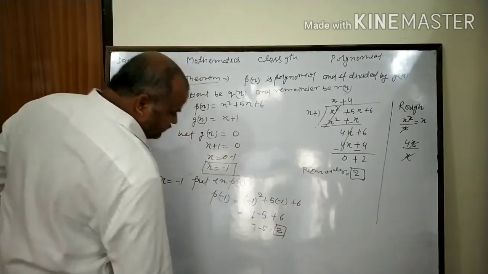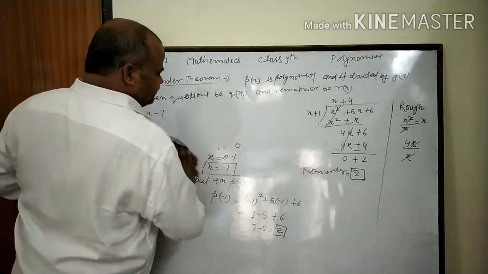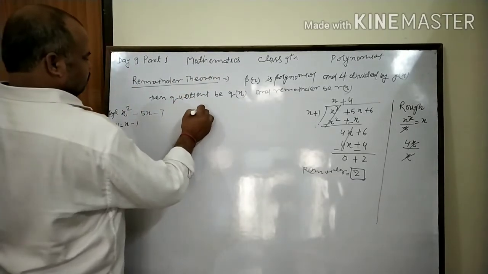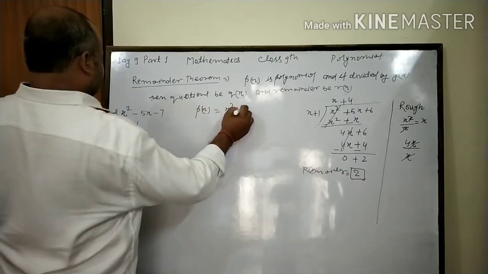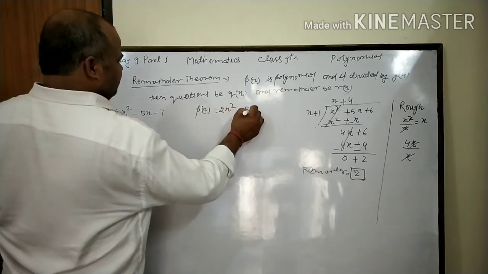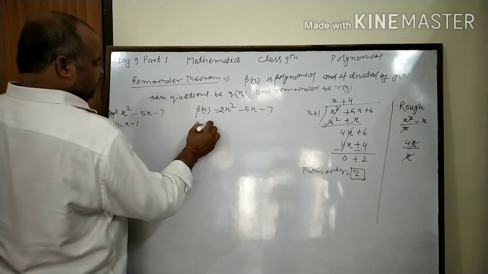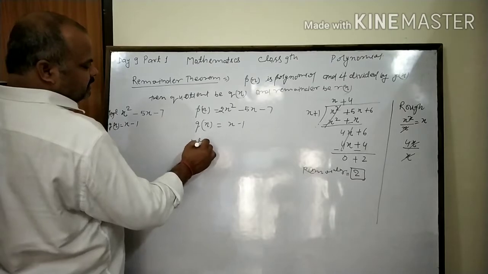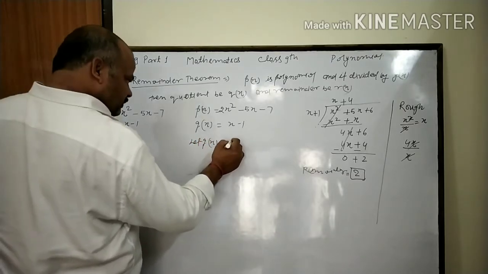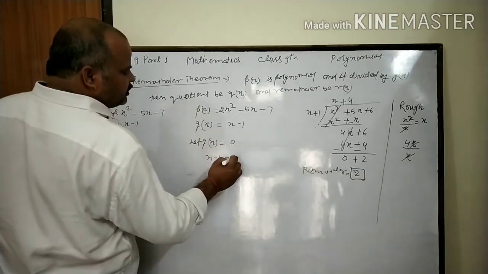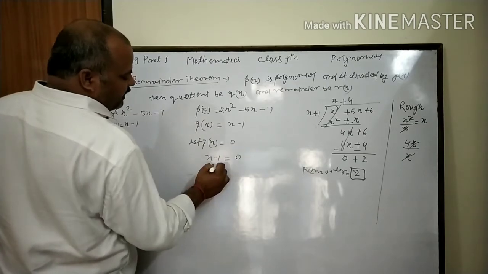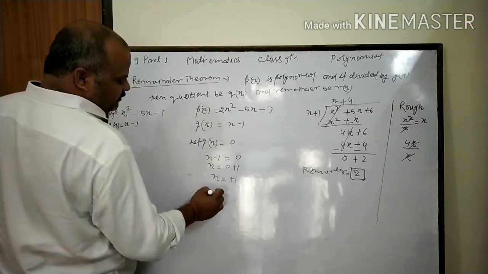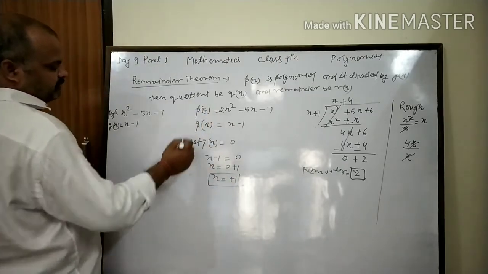Then see what the remainder is. p(x) is equal to 2x square minus 5x minus 7 and g(x) is equal to x minus 1. Then what can you do? Consider, let g(x) is equal to 0, then x minus 1 is equal to 0. Here x is equal to, it goes to that side, 0 plus 1, x is equal to plus 1. Now you can put x equal to plus 1 in p(x).